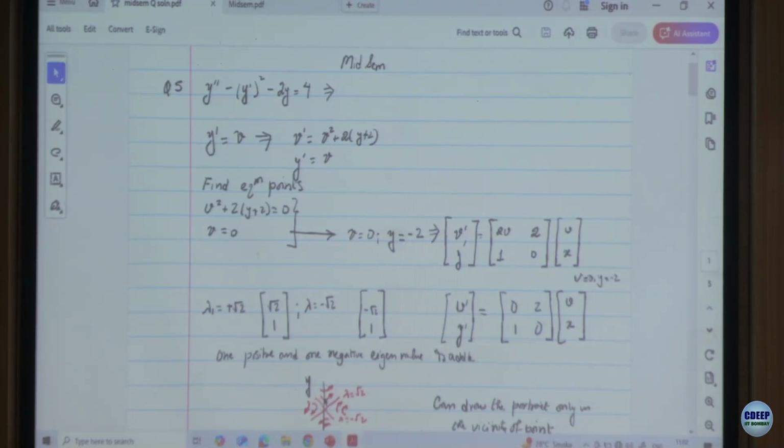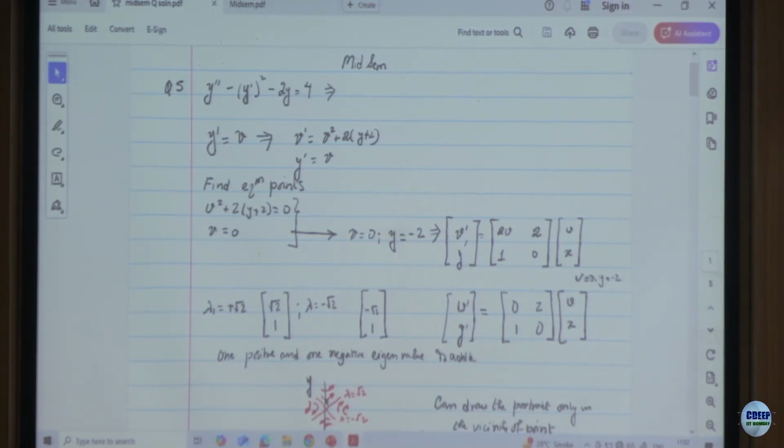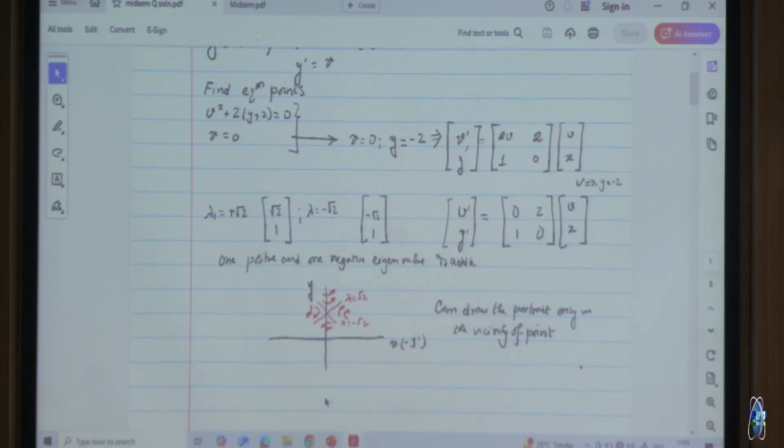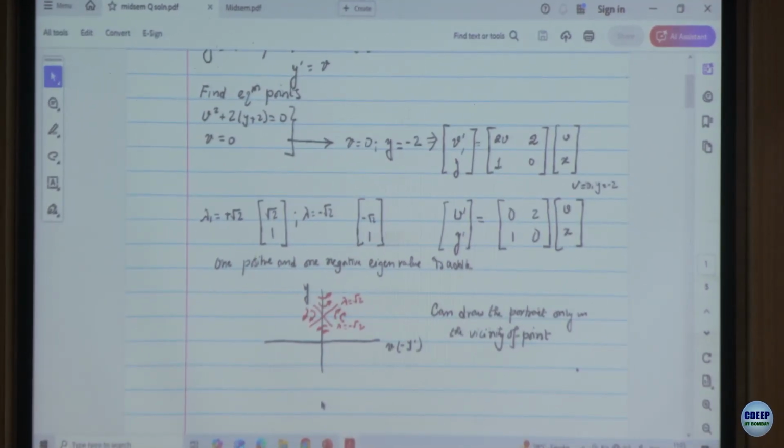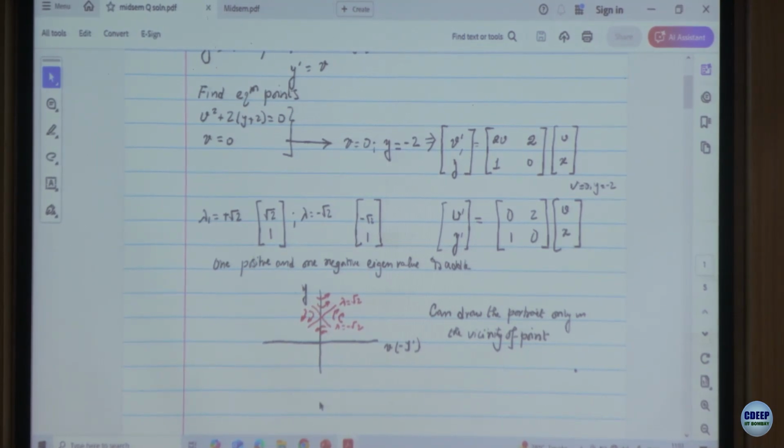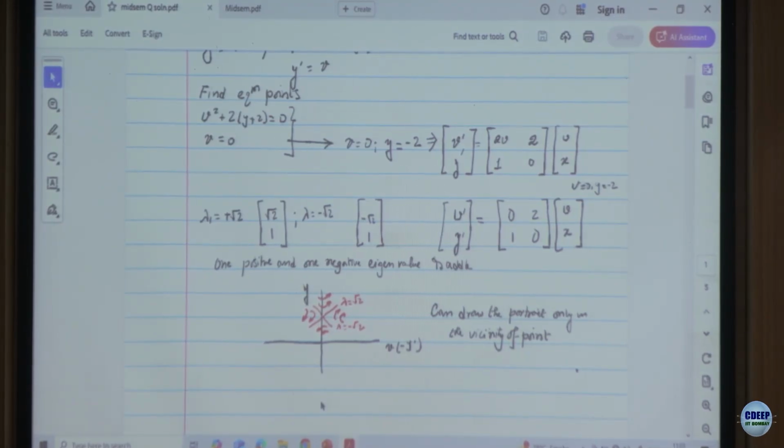I'm not saying everybody has done it, neither am I saying those who are here have done it, but many have done it. You were supposed to use the linearized form. Everything was there in the class slides. All that you had to do was to get the Jacobian and then go ahead and find the lambdas. And once you know what these eigenvalues are, you are very clearly seeing that it's a saddle point. And the worrisome part is that many of you claim that it's a saddle point, but you can't draw that portrait properly.